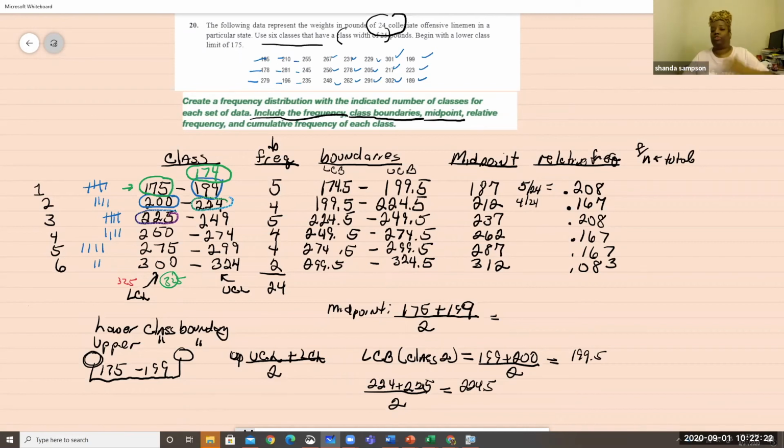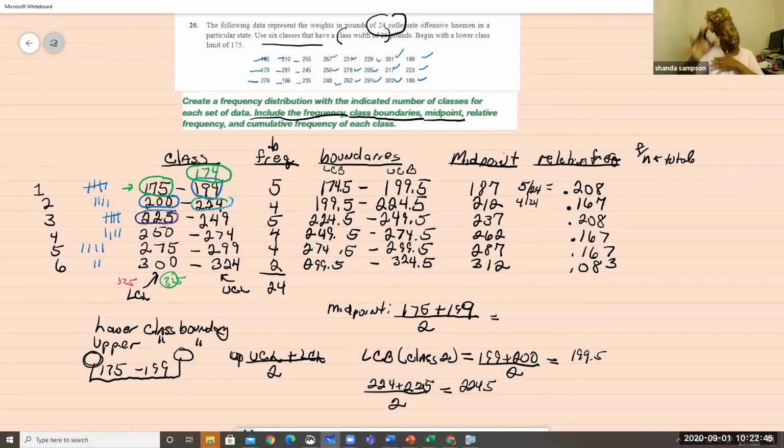Now, sometimes a question may ask you, what's the percentage? How do we get a percentage from a decimal? We move the decimal place 2 places to the right. So if they ask you what was the percentage of class 1 in a relative frequency, that would be 20.8%. Or the next one would be 16.7%.